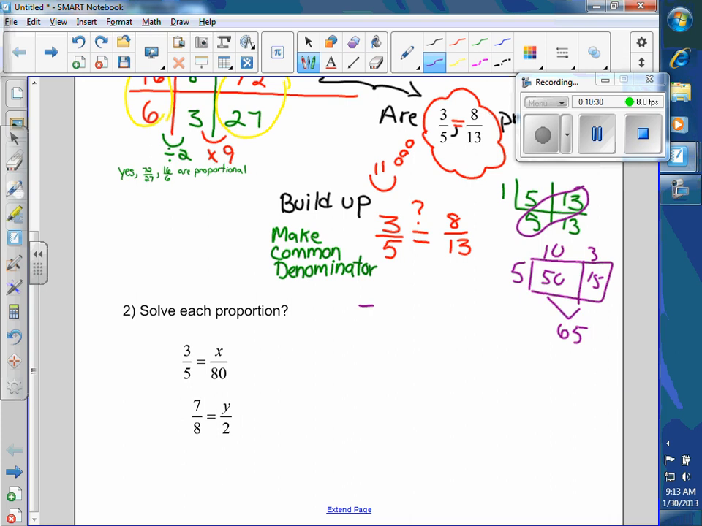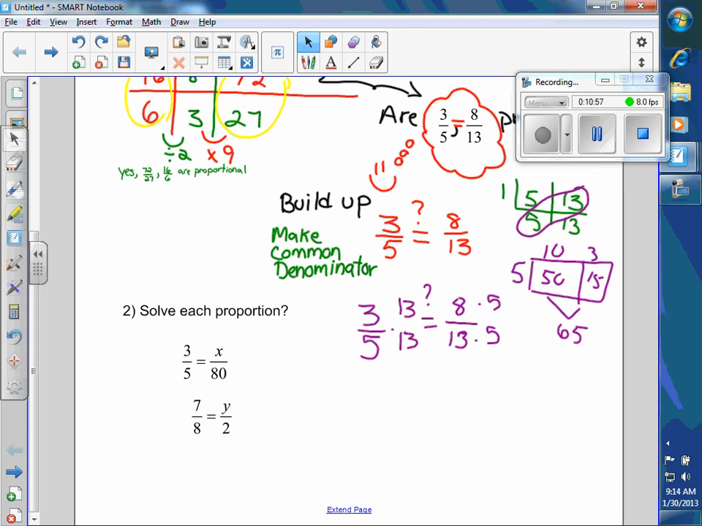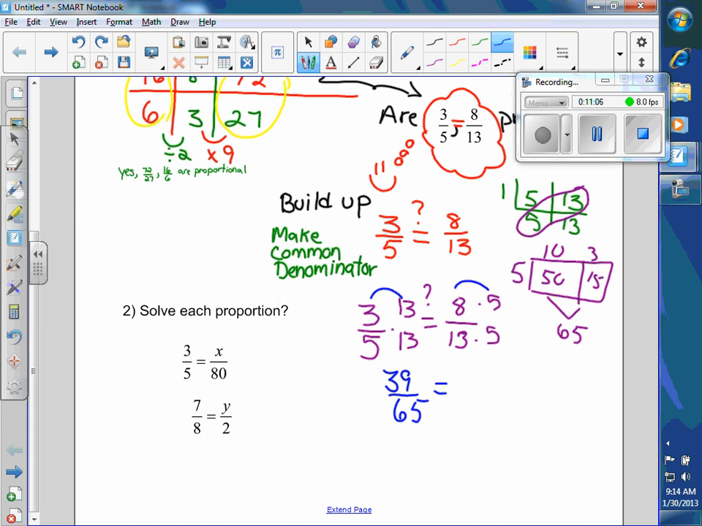So I would have to take the 3/5 and multiply the 5 by 13 over 13. And then I would have to take the 13 and multiply it by what? 5 over 5. So this is 39 over 65. What about this? What's 8 times 5? 8 times 5 is 40.